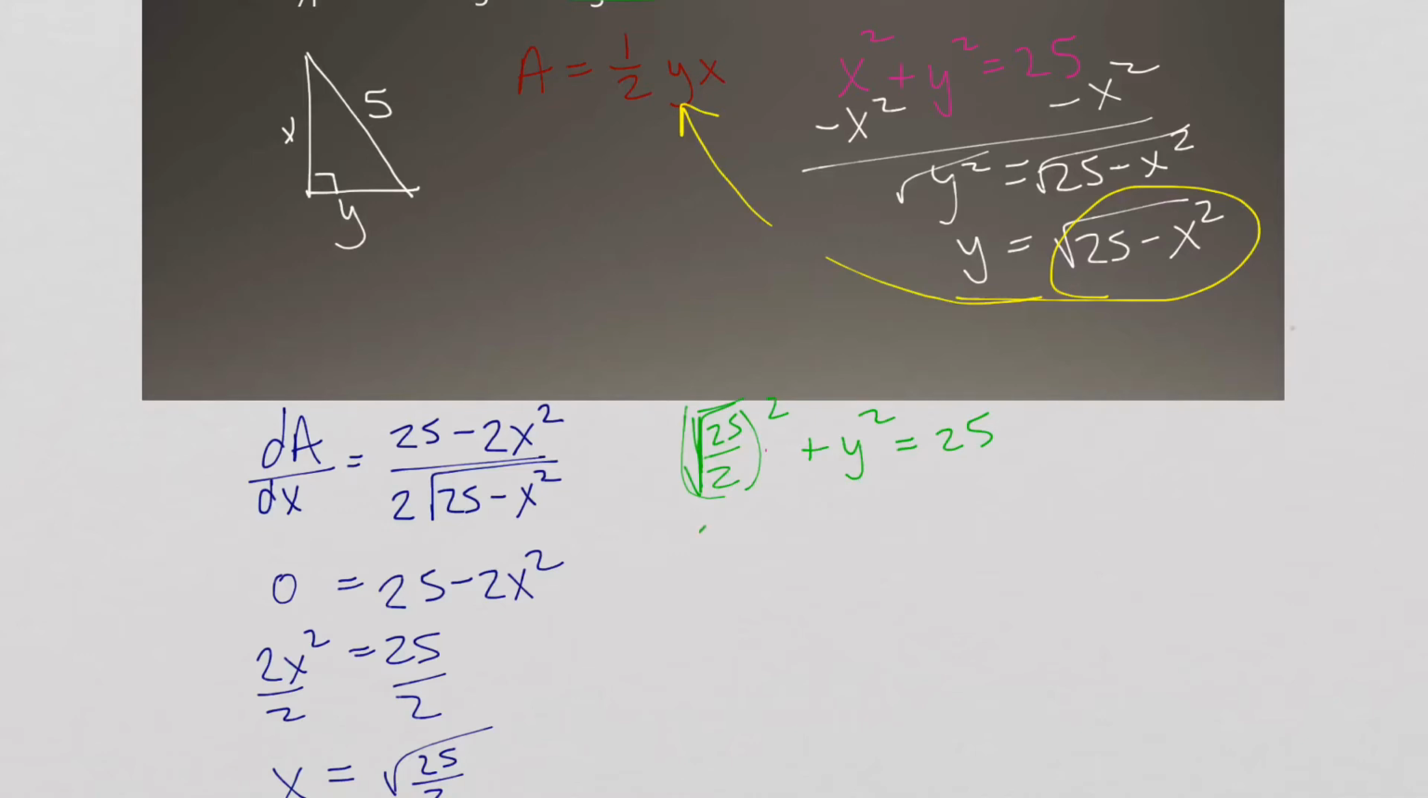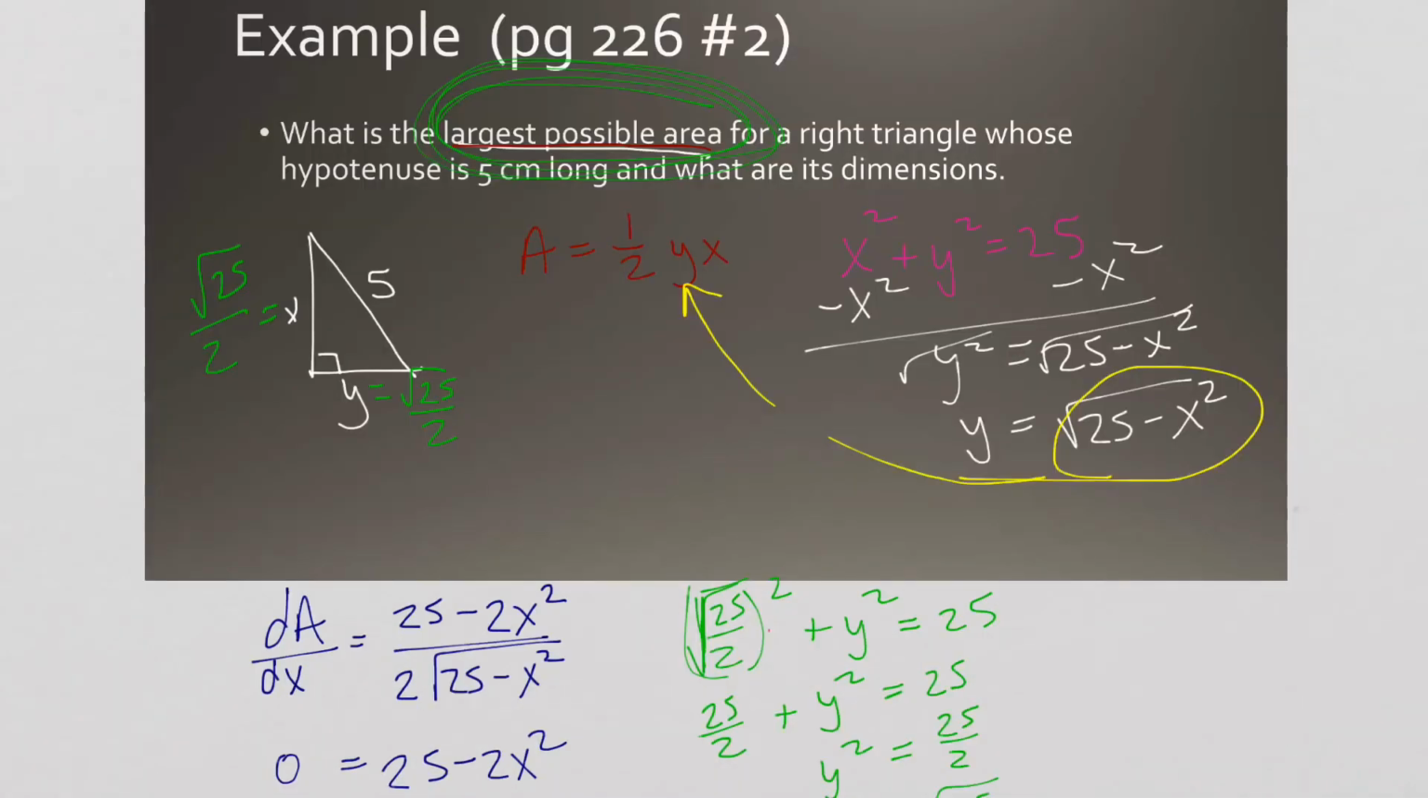If I square this guy, I get 25 over 2 plus y squared, which is 25. Take away from both sides. 25 over 2, so y is also the square root of 25 over 2. Now that I have x and y, we need to go back to the question and figure out what we're talking about. The question asks us for the largest possible area, so we now have to plug everything back into our area question and figure that out, because we've already found the dimensions.